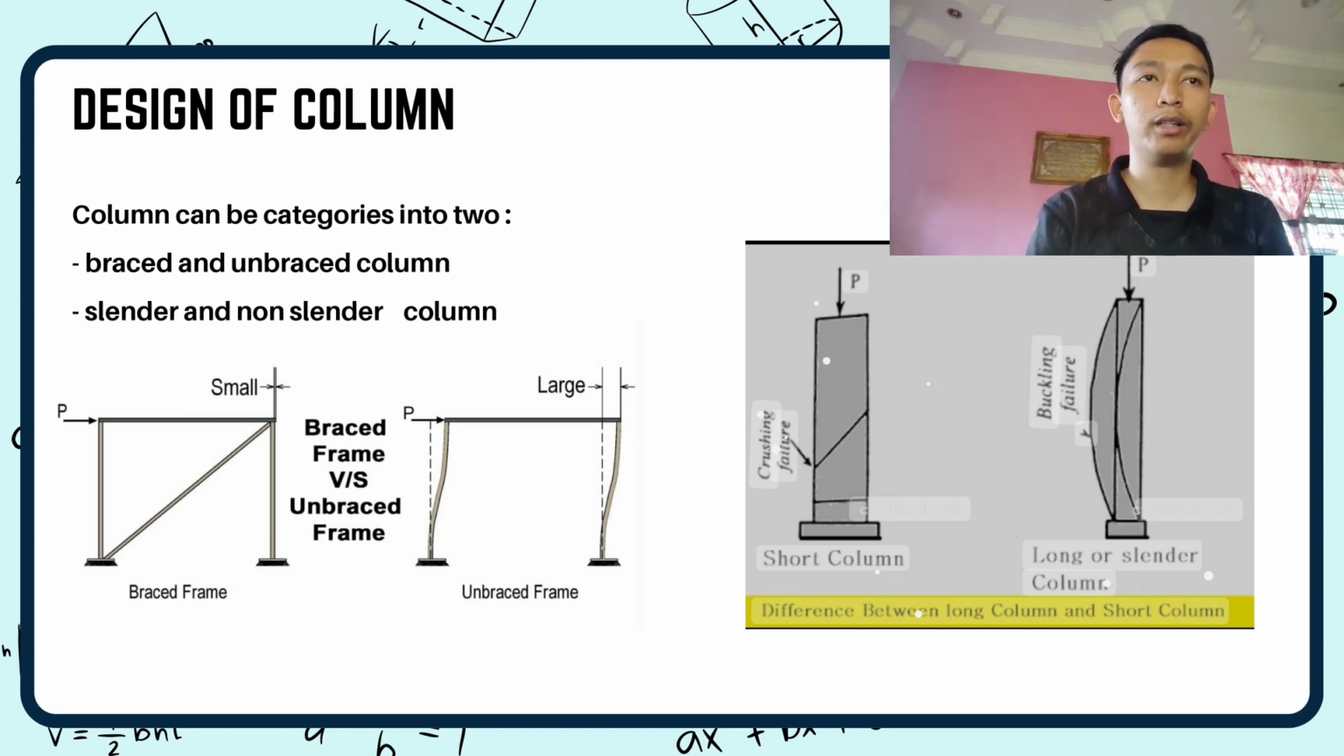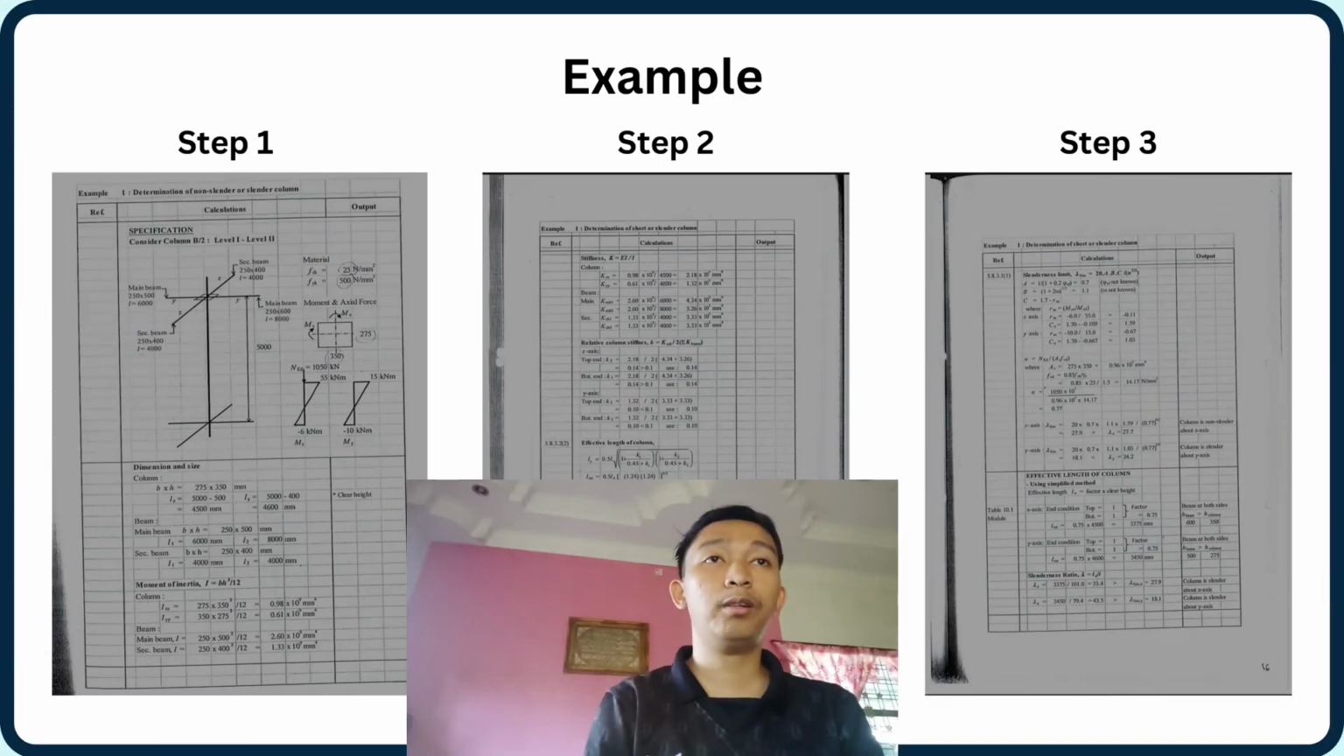Slenderness ratio provides a measure of vulnerability to failure of the column by elastic instability or buckling. Short column with low slenderness ratio invariably fails under ultimate loads with the material reaching its ultimate strength and not by buckling. On the other hand, slender columns with very high slenderness ratio are in danger of buckling under relatively low compressive loads. Example for calculation of column.